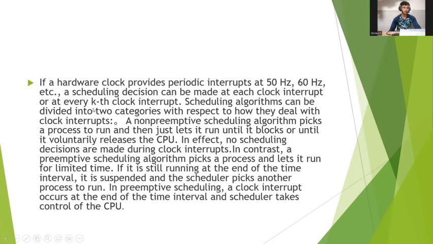Scheduling algorithms can be divided into two categories with respect to how they deal with clock interrupts. A non-preemptive scheduling algorithm picks a process to run and then just lets it run until it blocks or until it voluntarily releases the CPU. In effect, no scheduling decisions are made during clock interrupts. In contrast, a preemptive scheduling algorithm picks a process and lets it run for a limited time. In preemptive scheduling, a clock interrupt occurs at the end of the time interval and the scheduler takes control of the CPU.